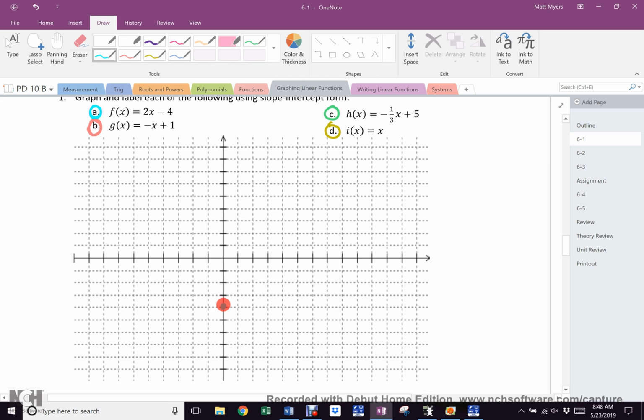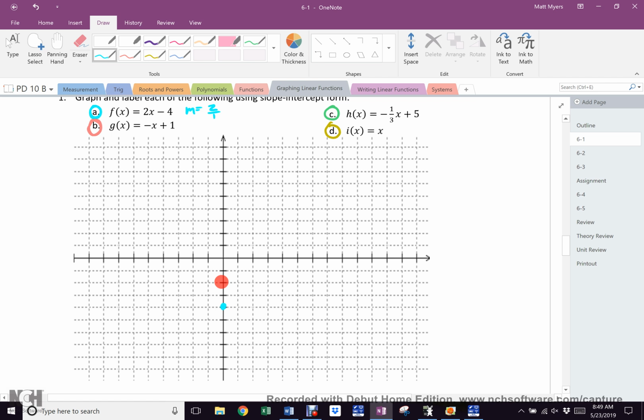How do I know where to go from here? The slope tells me. My slope is 2. But what is 2 really? How should we really write 2? That we would write it that way if we weren't lazy. 2 over 1. So I have my rise and run, don't I? How do I rise 2 from here? I go up 1, 2.